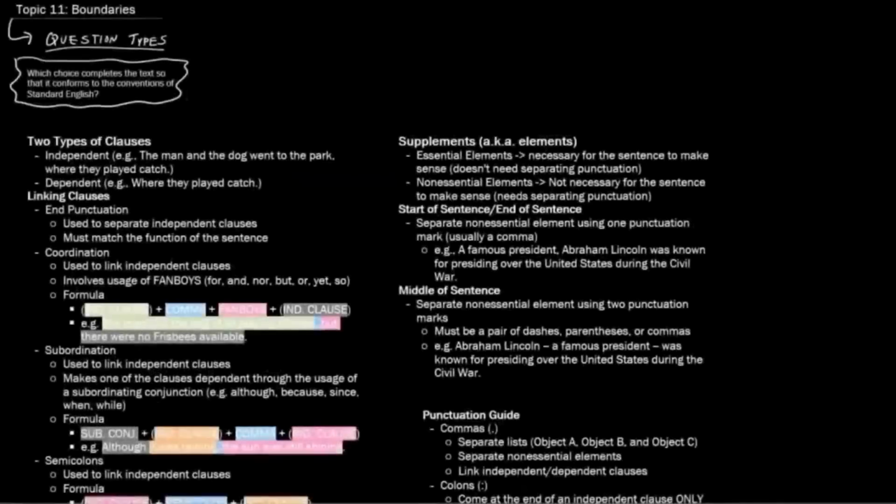All right, we've got boundaries now. We're moving on to standard English. Okay, which choice completes the text so that it conforms to the convention of standard English? You're going to see this phrasing a million times on the SAT. It's guaranteed to be on there.